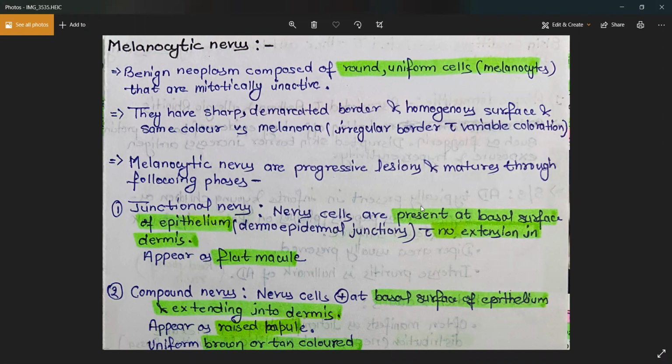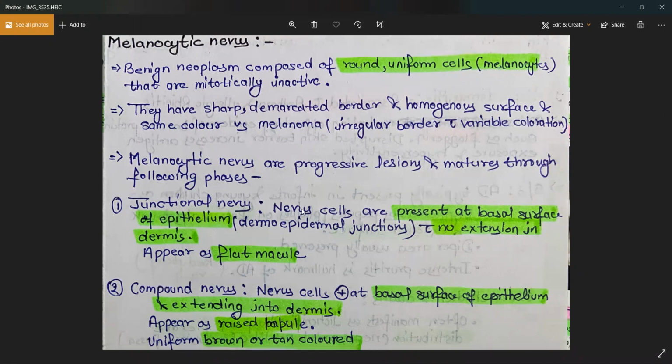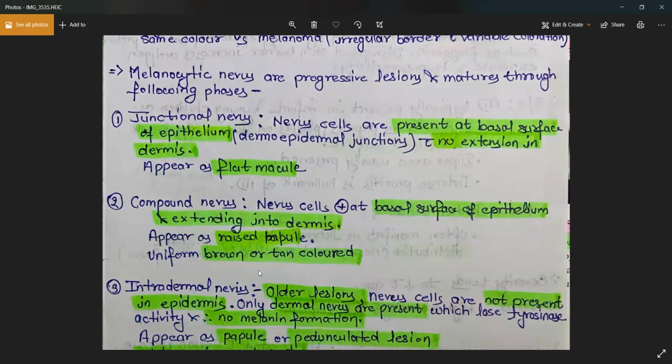You have three forms: the junction nevus, the compound nevus, and the dermal nevus, or intradermal nevus, right? In the junction nevus, you'll be having these neoplastic cells at the junction of the dermis and the epidermis, right? In the compound nevus, some of the neoplastic cells will be entering the dermal layer, and some of the cells are present in the junction, right? So that's why the name compound. And then in the intradermal nevus, you would be having all these neoplastic cells within the dermis, right?